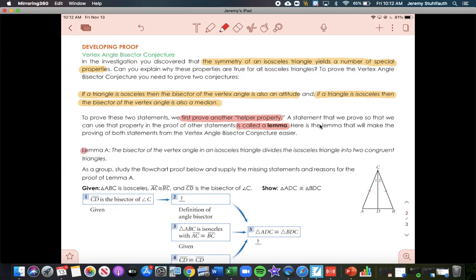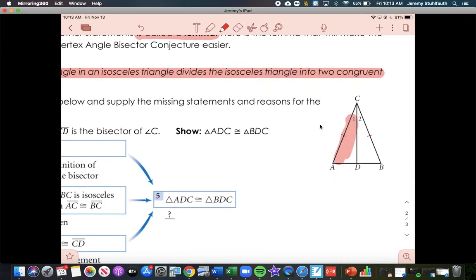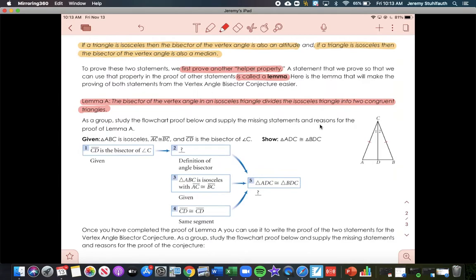The lemma that we need to prove is that the bisector of the vertex angle in an isosceles triangle divides the isosceles triangle into two congruent triangles. So we want to prove that this triangle over here is congruent to this triangle over here. To do that, we're going to use a flowchart proof. The flowchart proof has been filled in slightly, and we are going to fill in a few things. We are given that triangle ABC is isosceles, AC is congruent to BC, and CD is the bisector of angle C.